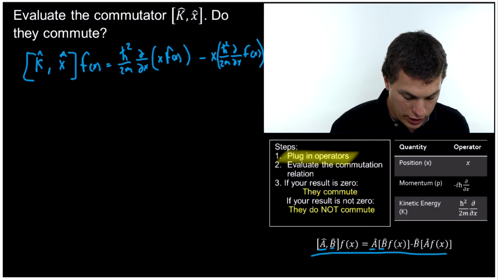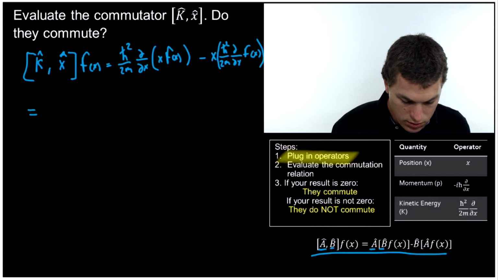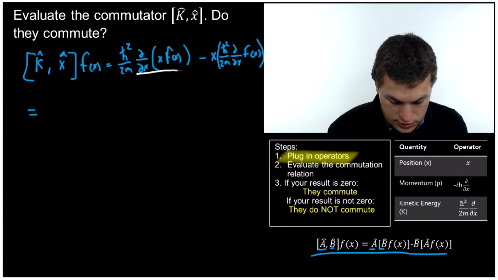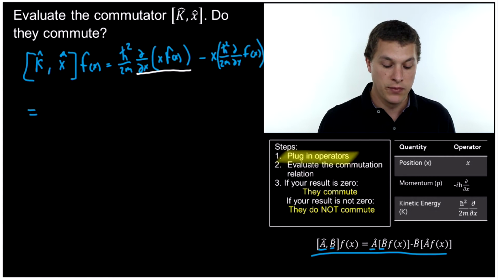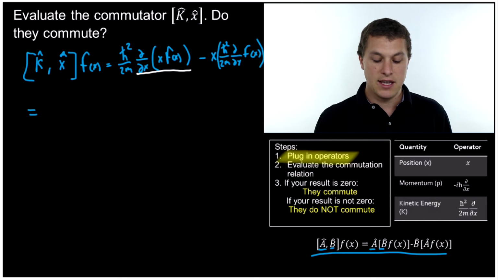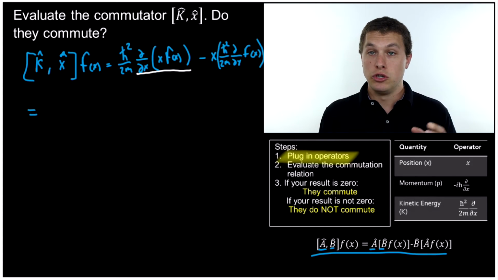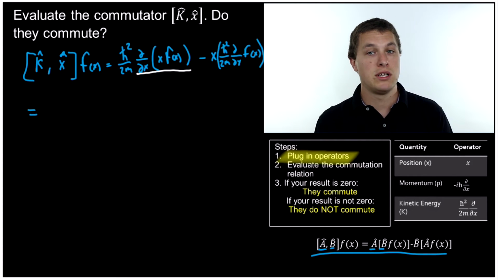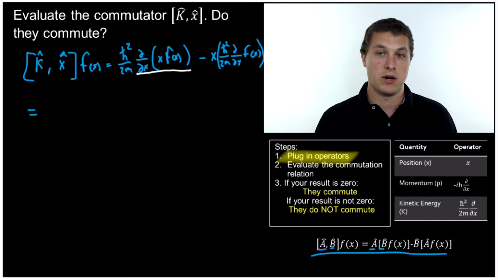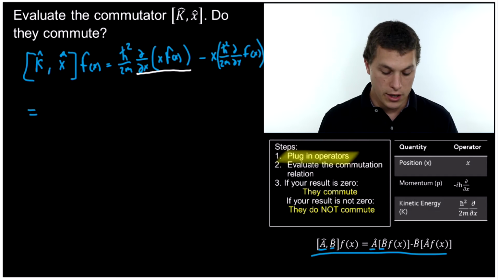So let's go ahead and start evaluating this. Well, when we take a look at this guy, we're taking the partial derivative of x times f of x. And if we think about what that's saying, that's taking the derivative of two functions of x being multiplied together, and that's where we need to use our product rule. So the only tricky part about this process is making sure you remember your derivatives rules. And the product rule comes up over and over again.